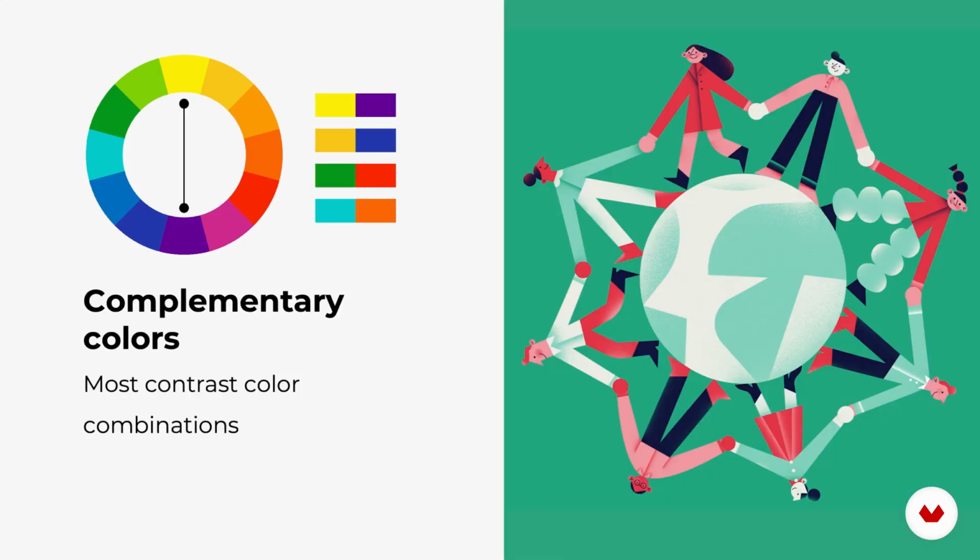The other one is complementary colors. These are colors that you can find on opposite sides of the color wheel. For example, yellow and purple. These are the most contrasting color combinations, like violet and yellow, green and red, blue and orange. You can see how I used complementary colors in this illustration.